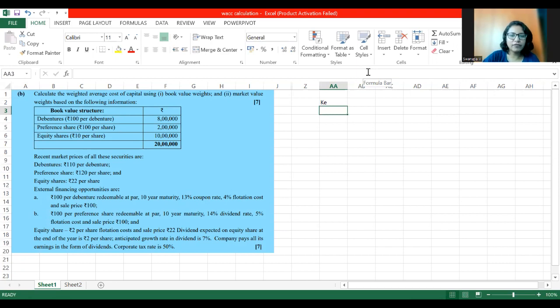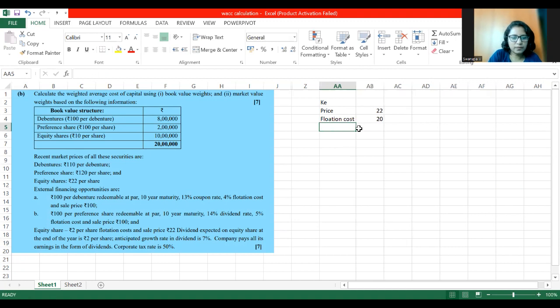How to compute KE? We have certain details from the question that we can plot here. First one is the price. Price is 22. Then we have flotation cost, which is 2. Then growth rate is 7%. D1, dividend expected at the end of the year, that is D1 is 2 per share. So from this we can calculate KE. KE is D1 by P0 plus G, right?